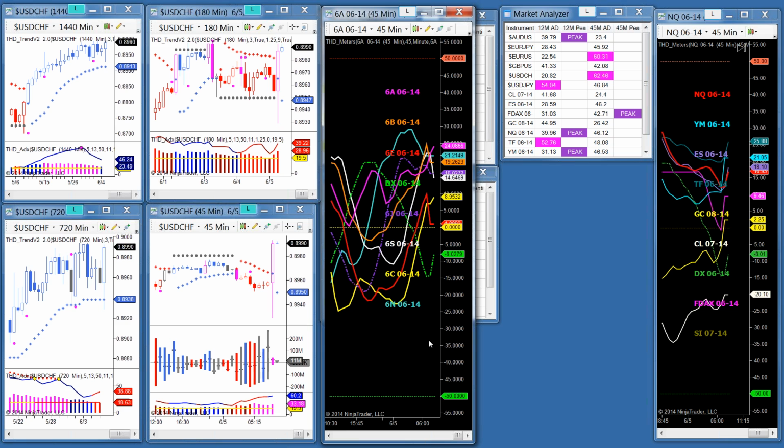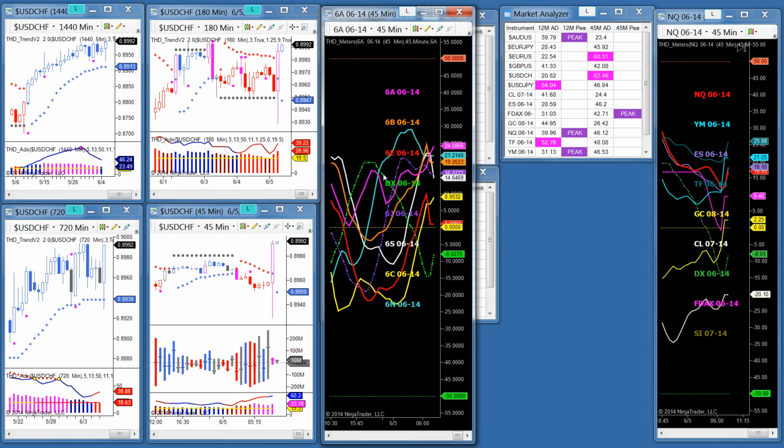The reason is I do not like having the RSI on my chart. Instead, I prefer to have it in the meter window. Why? Because I can monitor all of these markets with RSI values within one window. I can also see which currencies are strong versus which currencies are weak.